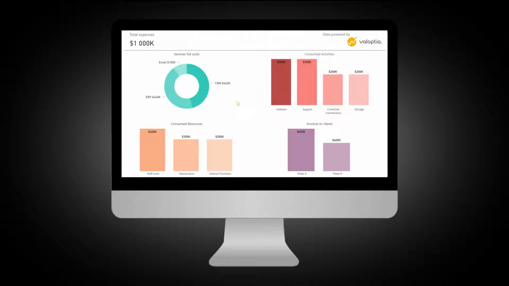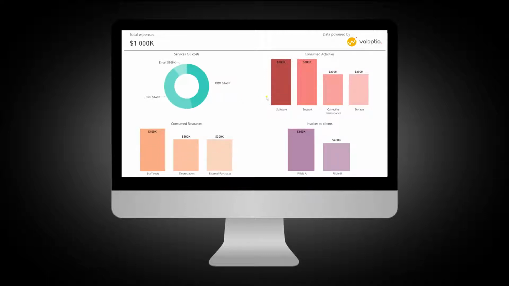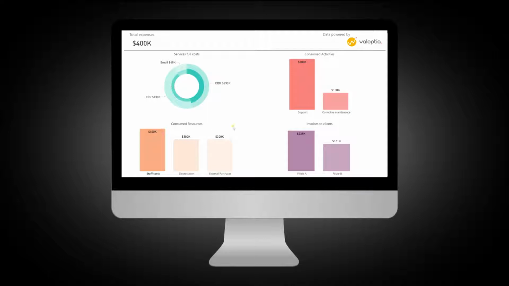The analysis of services costs allows us to understand the composition in detail by activity: software, support, corrective maintenance, and storage, but also by resources: purchases, depreciation, and staff costs. The ABC costing model will also provide an understanding of how each of the model's activities are consumed. For example here, CRM is the main consumer of support. It will also be possible to identify in which activities the different types of resources are allocated.